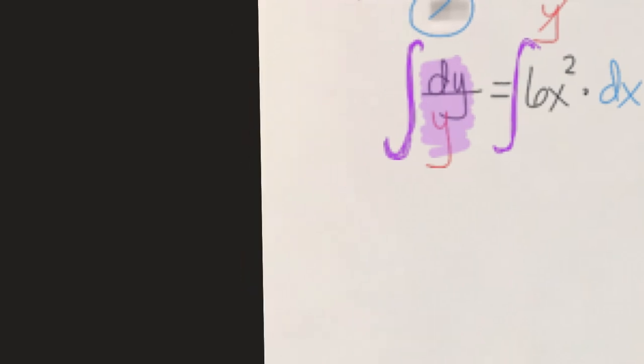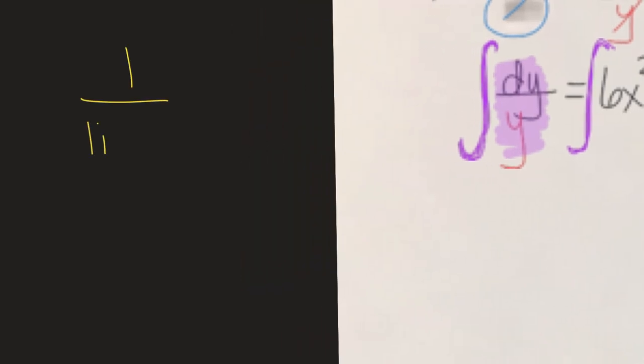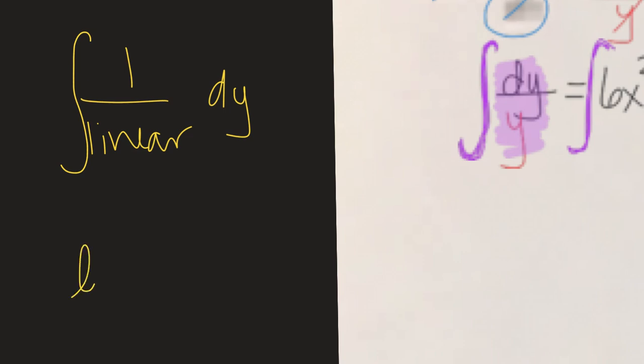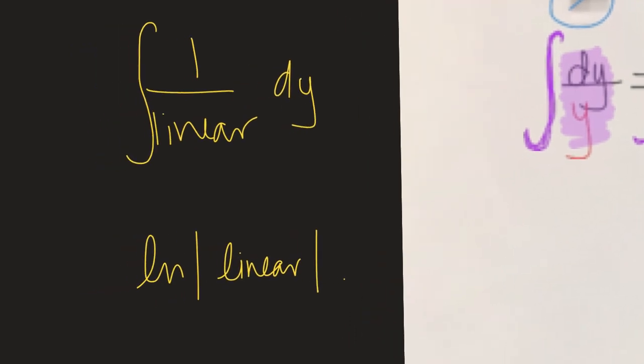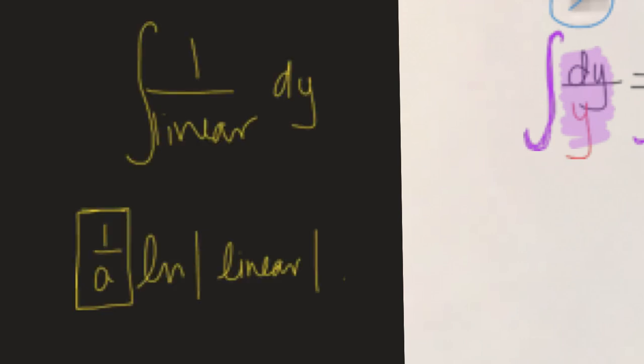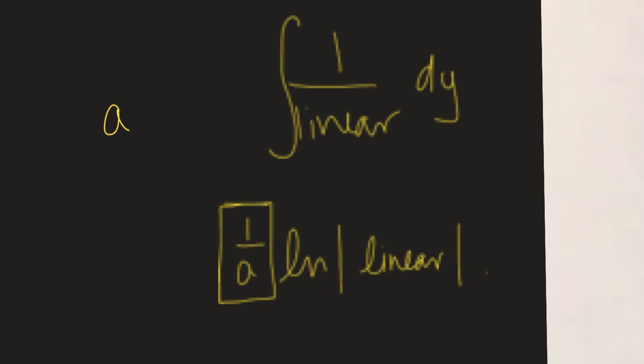We're going to get 1 over some type of linear equation. When we take the integral of 1 over a linear equation, that becomes a natural log antiderivative. Depending on what the linear is, it might have a coefficient, so we might have a fraction out front, 1 over a, as if our linear equation was ax plus b.